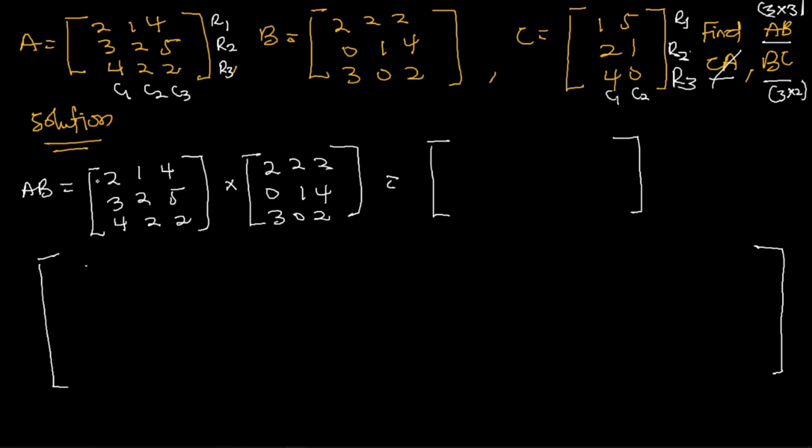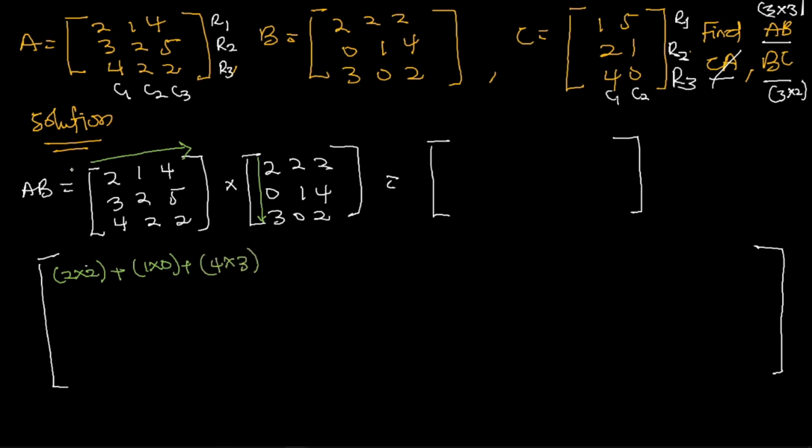So first of all, we need to use the first row over here and multiply it against the first column over here. So it's going to be 2 multiplied by this 2 over here, 2 by 2, then plus the second element in the row, which is 1 multiplied by the 0 over here. So 1 multiplied by 0, then plus the third element, 4 multiplied by 3.